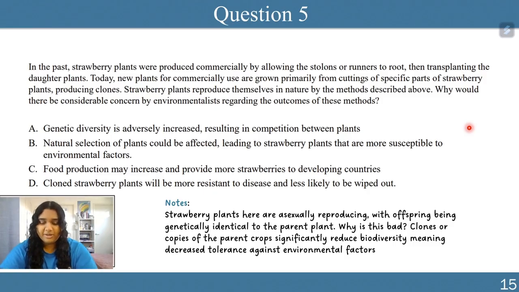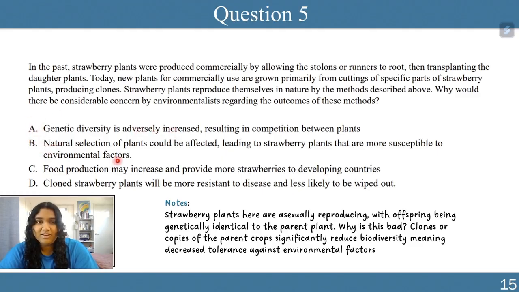But in terms of environmentalists, they're the ones who are kind of on the strawberry plant side instead of the yield side. So clones or copies of a parent crop that are genetically identical significantly reduce the biodiversity of that particular population. And that means decreased tolerance against environmental factors. So is genetic diversity adversely increased? No. So A is not our correct answer.